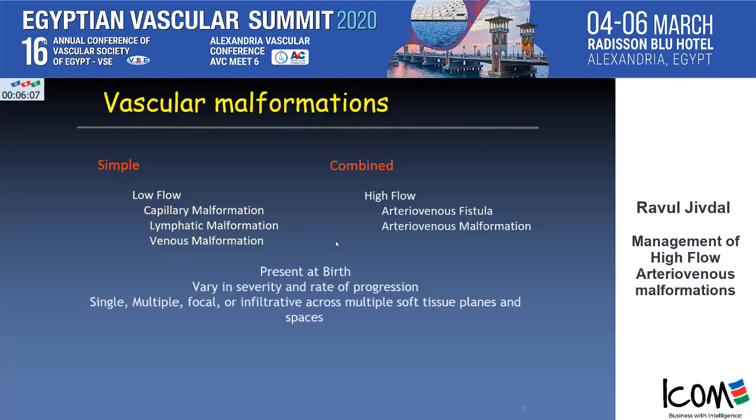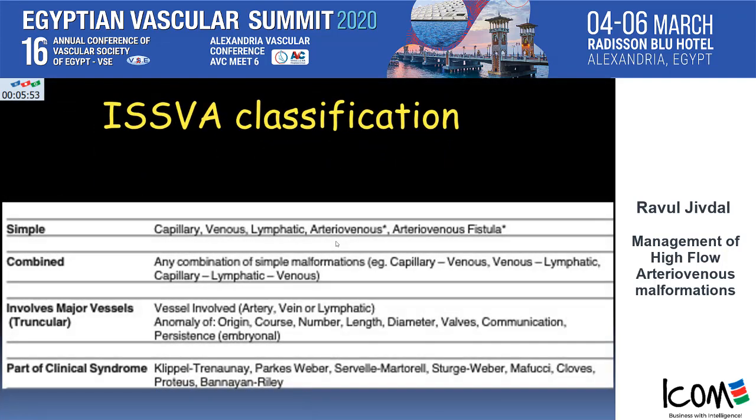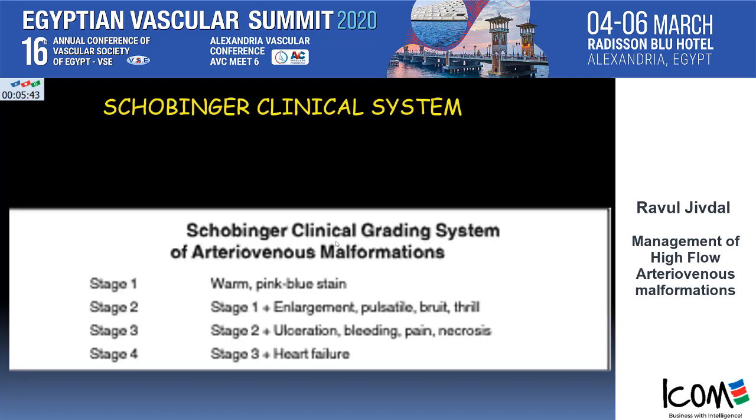In terms of vascular malformations, it can be made simple. It could be very slow flow, or it could be high flow. That's a very basic difference which we need to understand, which I'll try to show you with photographs. Then there is an international association which divides them into different categories, simple, combined, and a lot of syndromes.